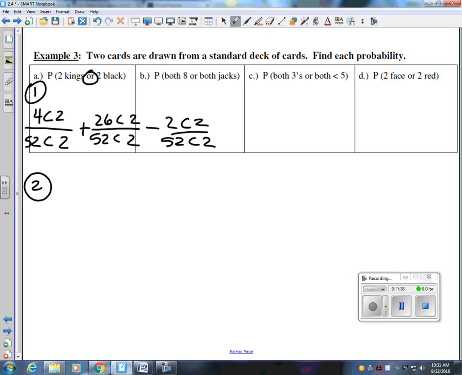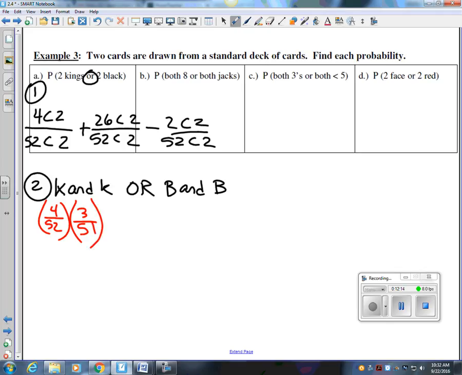The second way to do it. So don't type yet. See if you like the second way better before you start typing. The second way is to think about it like this. I need a king and a king, or a black and a black. Okay? So, how many cards are kings out of 52? What does and mean to do? Multiply. Now, I need another king. How many kings are left? 3 out of 51. Because I need to end up with 2 kings in my hand. So I'm not going to put the first one back.